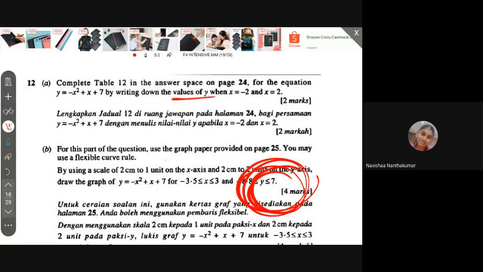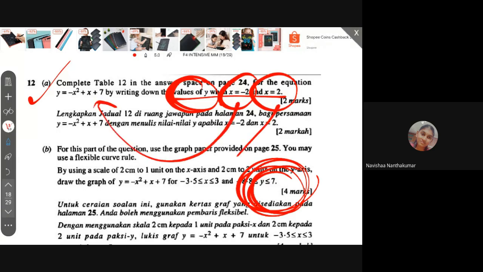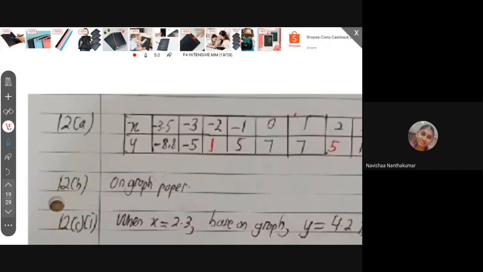Soalan pertama, they ask you write down the values of y when x equals negative 2 and x equals 2. Okay, macam mana nak tahu nilai y guys? What step do we use to solve question 12A? Apa langkah kita? Yes, very good. Substitute inside the equation. Dua-dua nilai ni gantikan dan cari jawapan untuk y kamu. Yeah, very good. So I think this one tak jadi masalah lah.